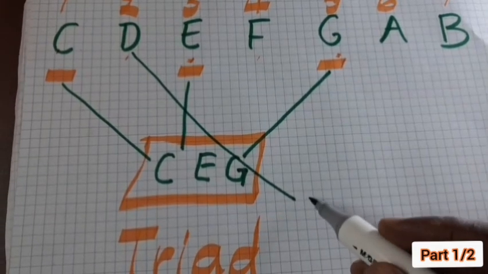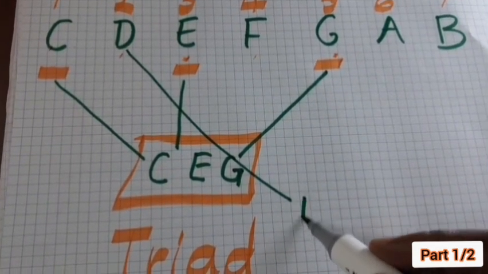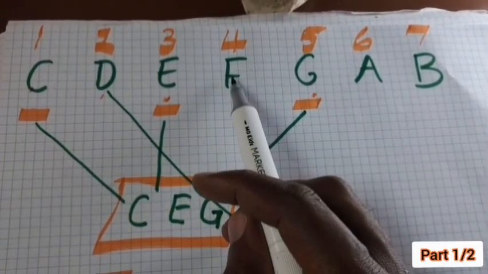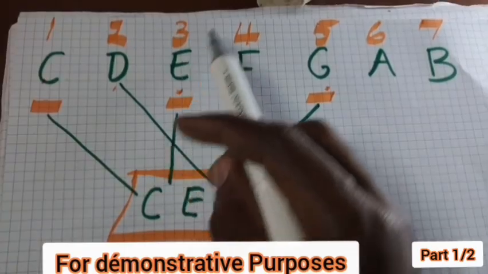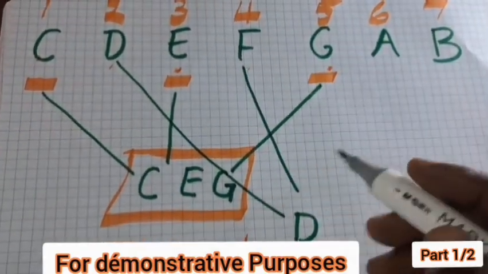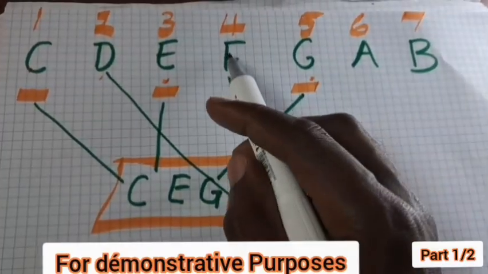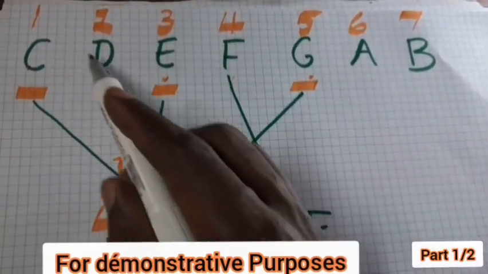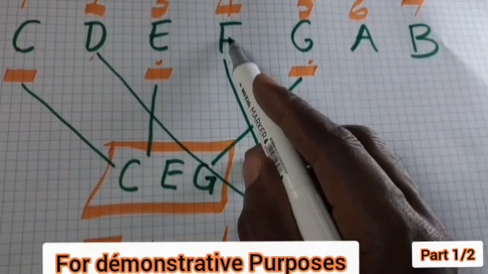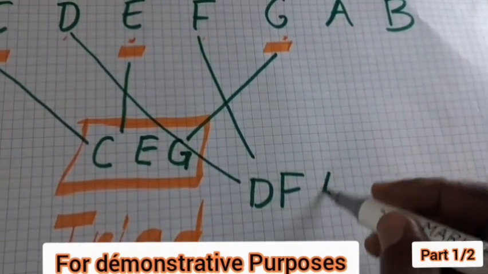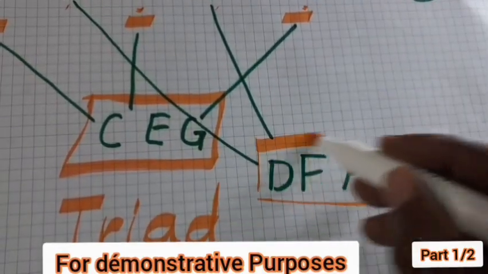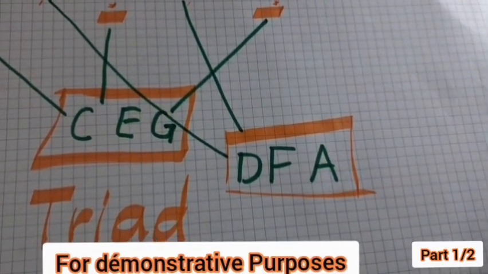D is your first. Okay, D, you skip. D, 1, 2, 3, F, 4 and 5. So D, which is now 1, 2, 3, F, 4, and 5. So this becomes the triad of D.